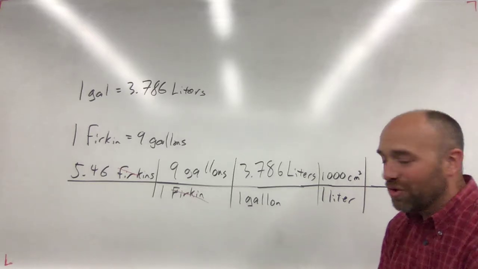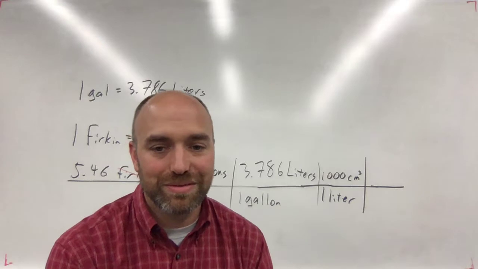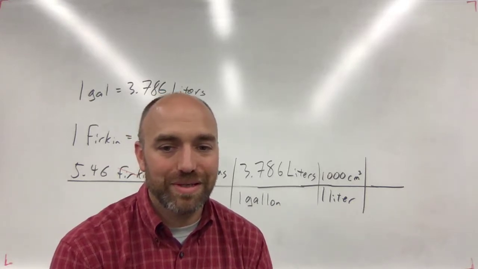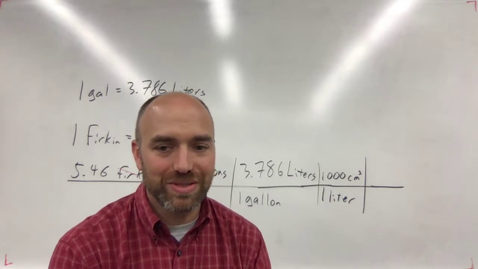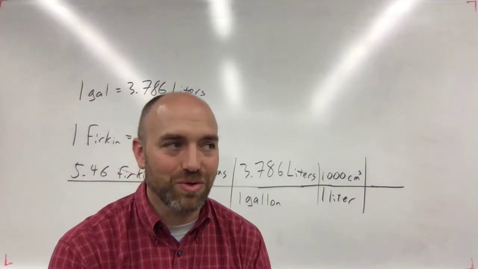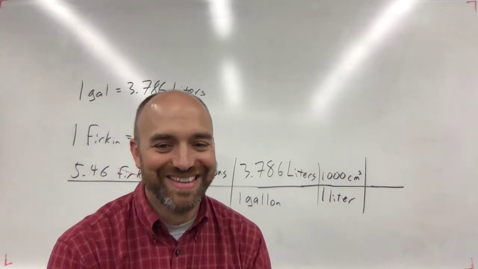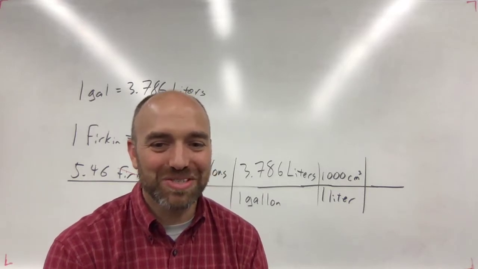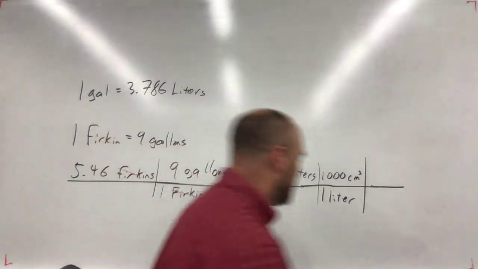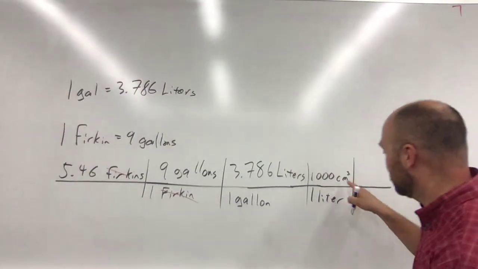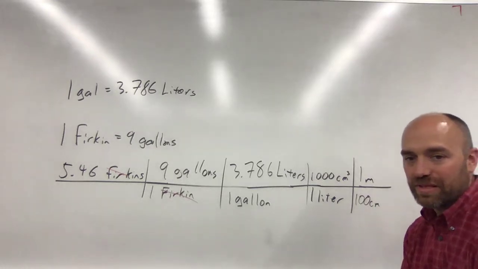Now, how do we go from cubic centimeters to cubic meters? How many centimeters are in a meter? This one may or may not be on there, but you need to know the metric system. Think cents, as in centimeter. How many cents are in a dollar? How many years are in a century? 100. And 100 cents in a dollar. So there's 100 centimeters in a meter. That prefix centi means 100. Does that make sense to everybody?